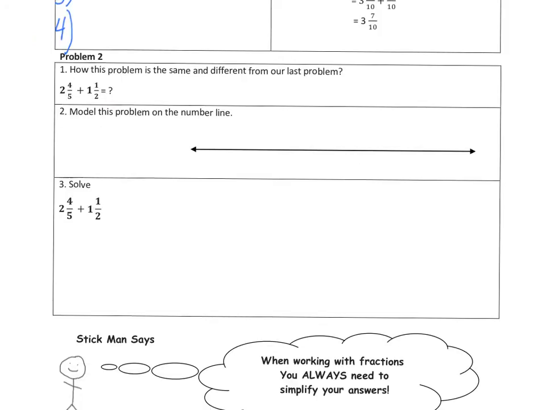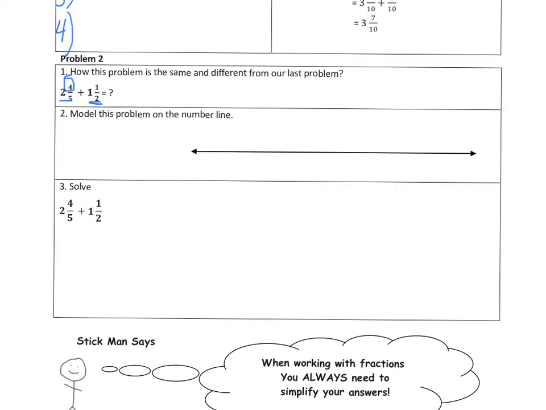Check out problem 2. This looks a lot like our first problem because we still have fifths, we still have halves, but this time instead of 1/5, we've got 4/5. Oh, 4/5 plus 1 1/2. I'm pretty sure that that's going to go over 1. So that's going to make it a little trickier. Because it's going to be a little trickier, I want you to go ahead and model this problem on the number line. I'll help you with this number line.